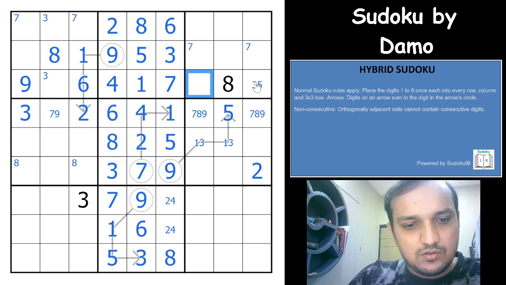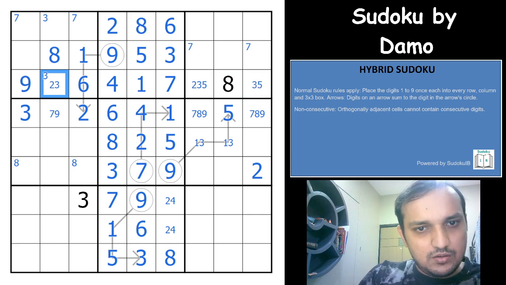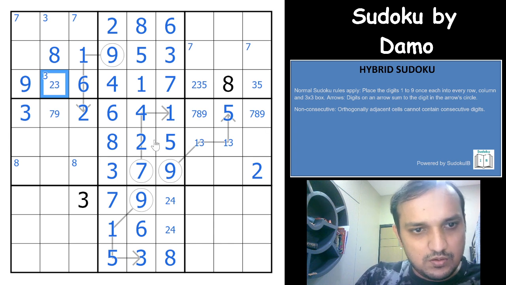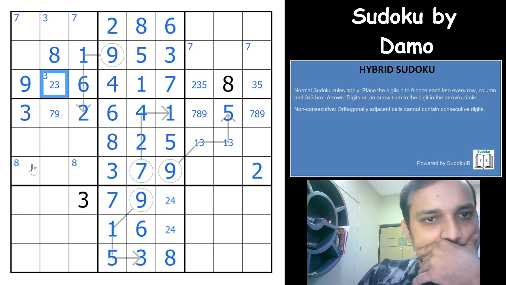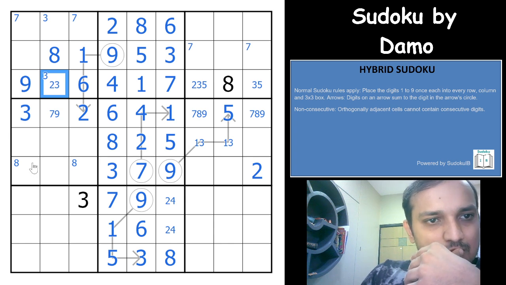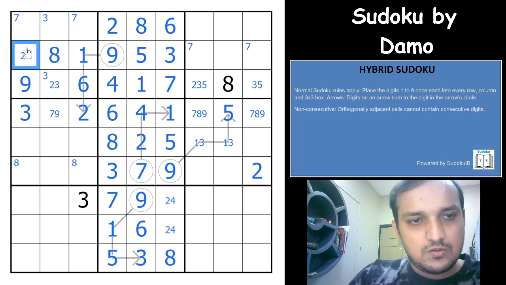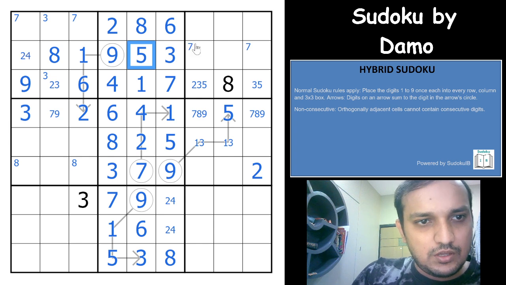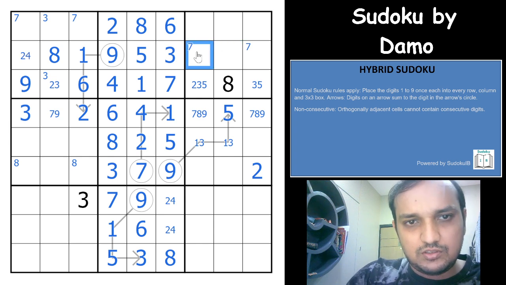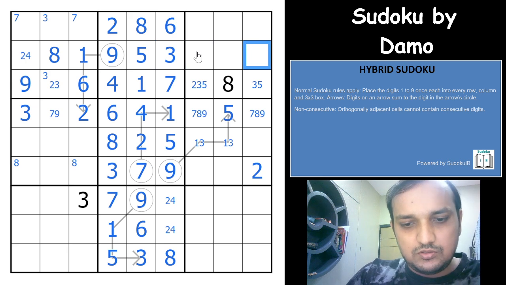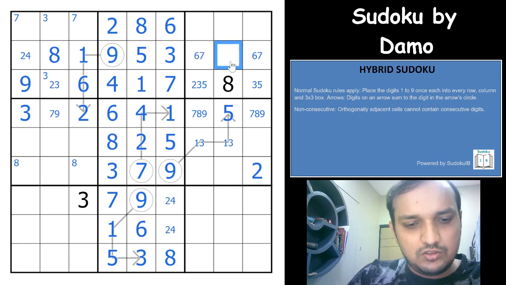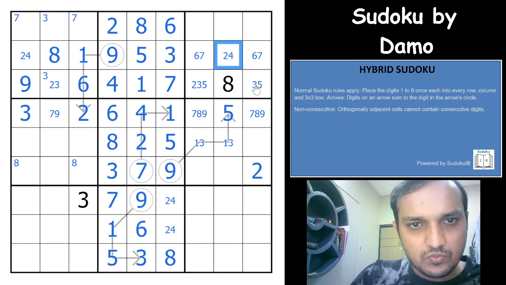Three, 5, 2, 3 and a 5, and 2 and a 3, right? Okay. Okay, 6 cannot be here. Again 6, there is a 7-6 pair here. So it's a 6-7 pair here, and this cell again would have to be 2 or a 4.